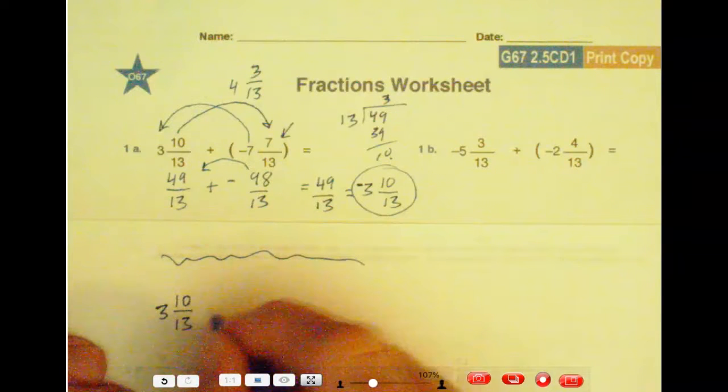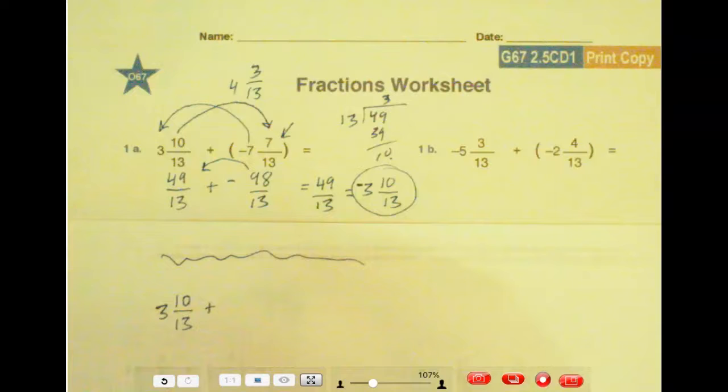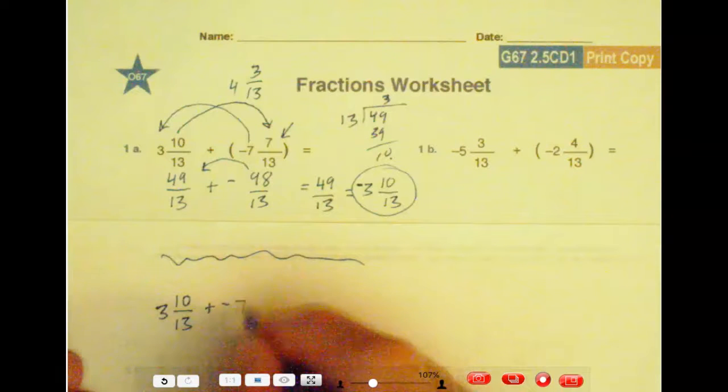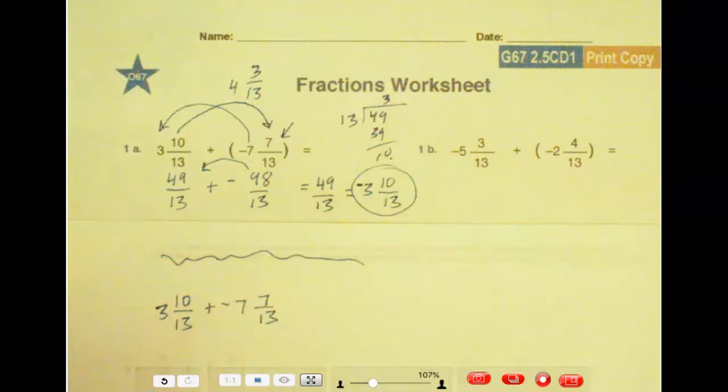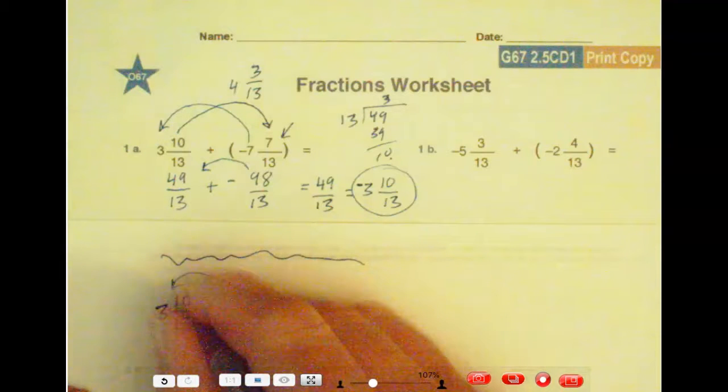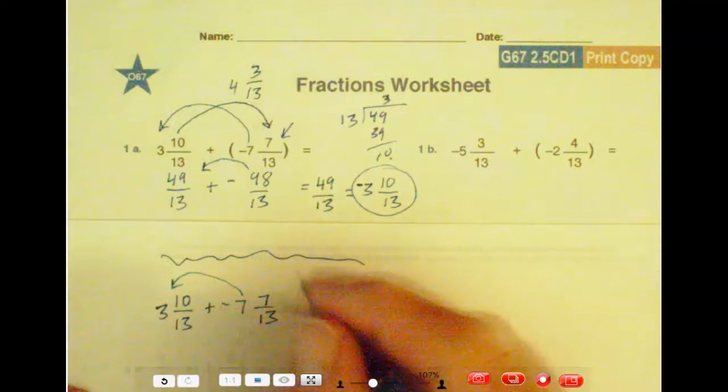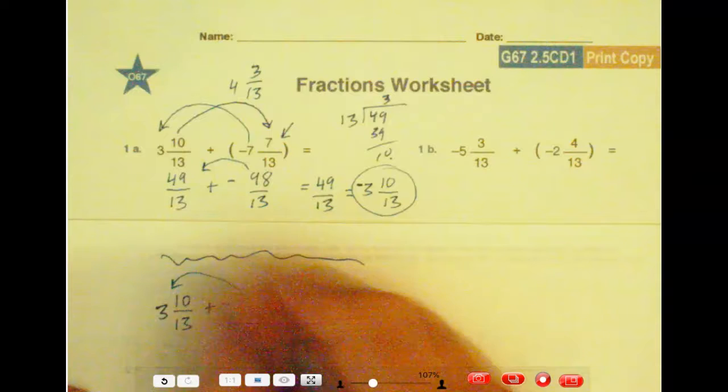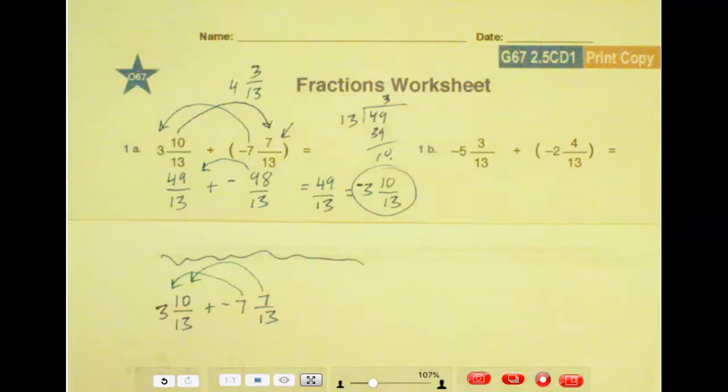And we're going to add a negative 7 and 7/13. Well, we can start right off the bat. Let's grab a different pen here. We just go right off the bat and say, hey, I can do 7 minus 3. I can find that. But I can't do 10 minus 7/13 this way. So I can rewrite this. I can make a trade.